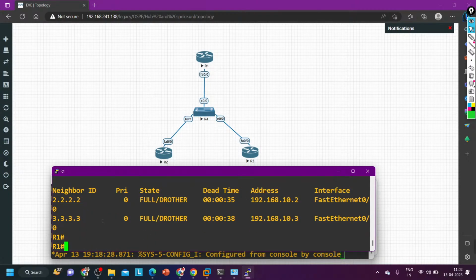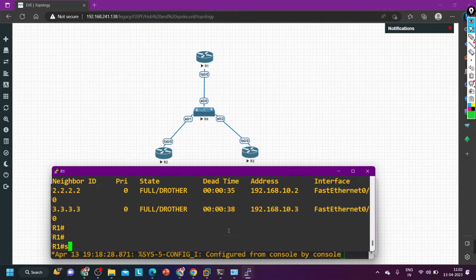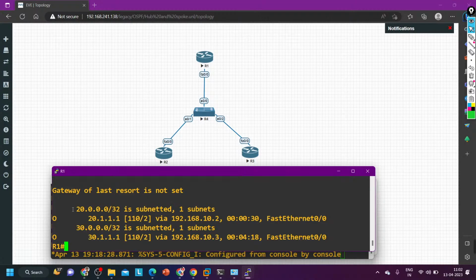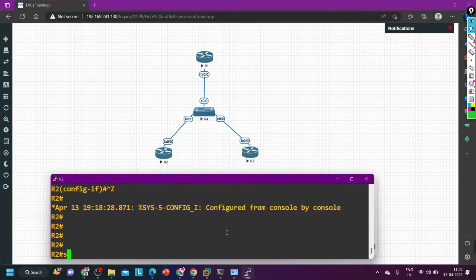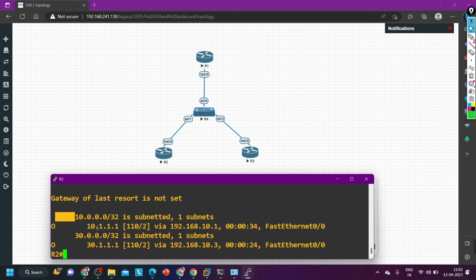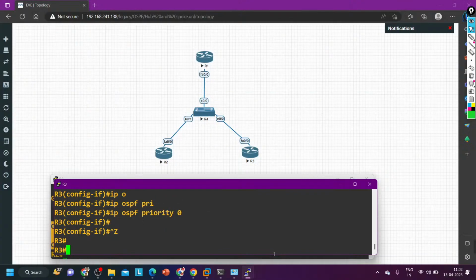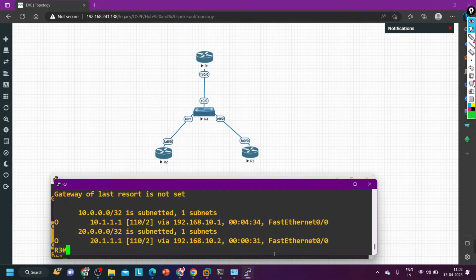there are 2 neighbors. Yes or no? Both are DR other. Yes. And show IP route OSPF. In the same way on router number 2 also, show IP route OSPF. Done. On router number 3 also, show IP route OSPF. Done.